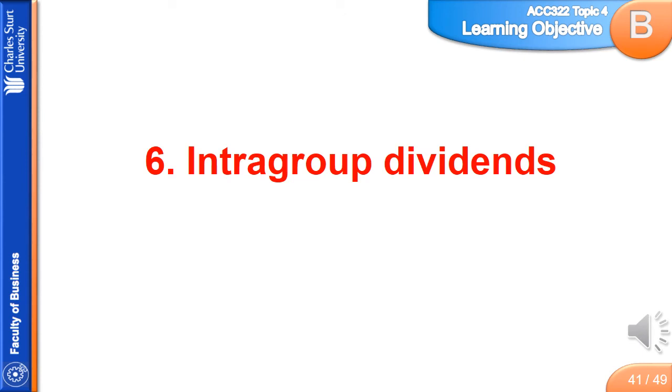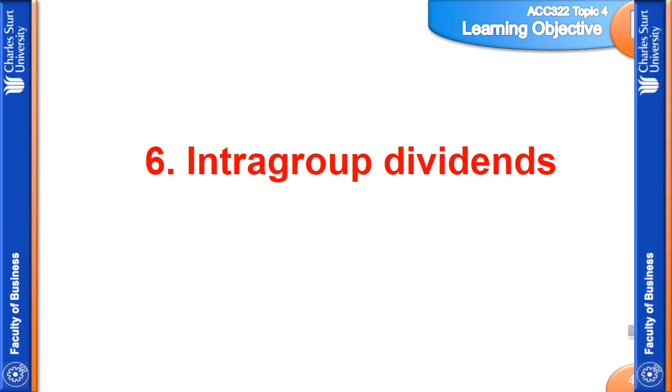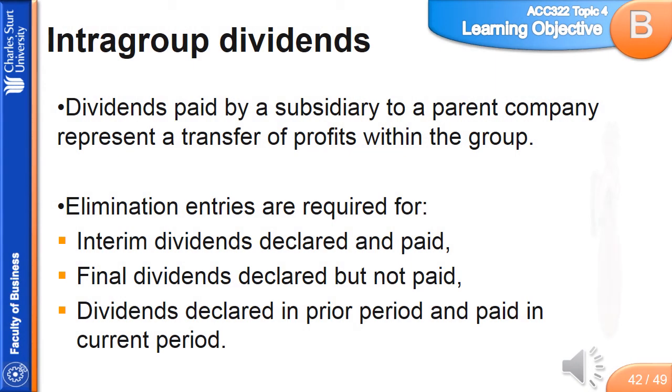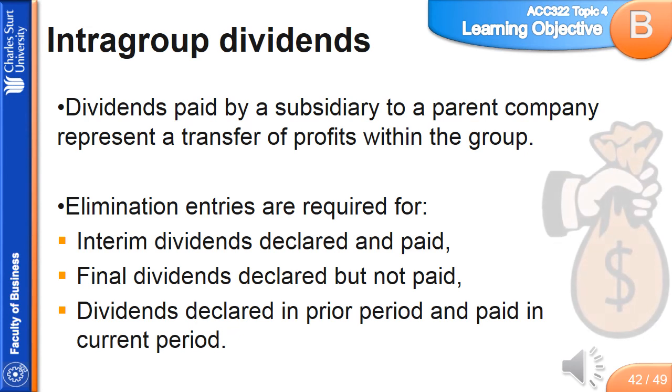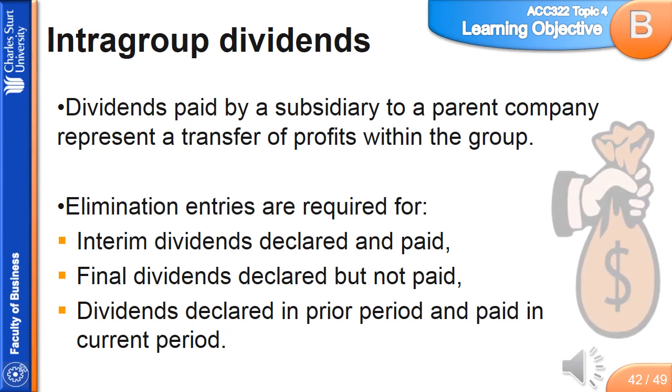And last but not least, we're going to look at intragroup transactions for dividends. These are post-acquisition dividends we're going to look at, and they're slightly different to the cumulative and ex-dividends we looked at in topic 3. Dividends paid by a subsidiary to a parent represent the transfer of profits within the group. So of course, from a consolidated perspective, they need to be eliminated.